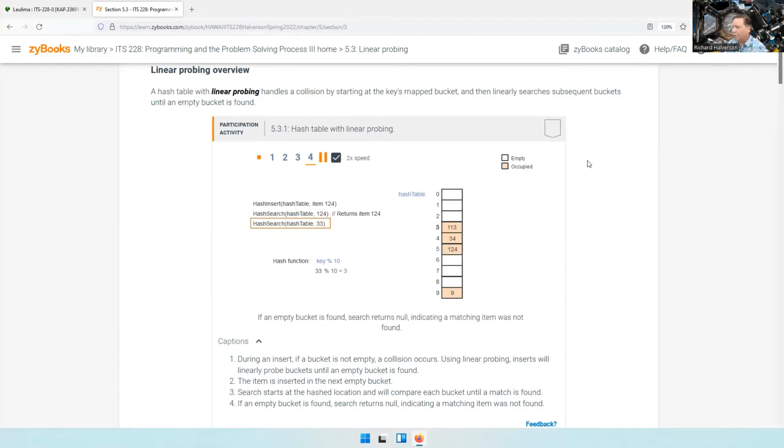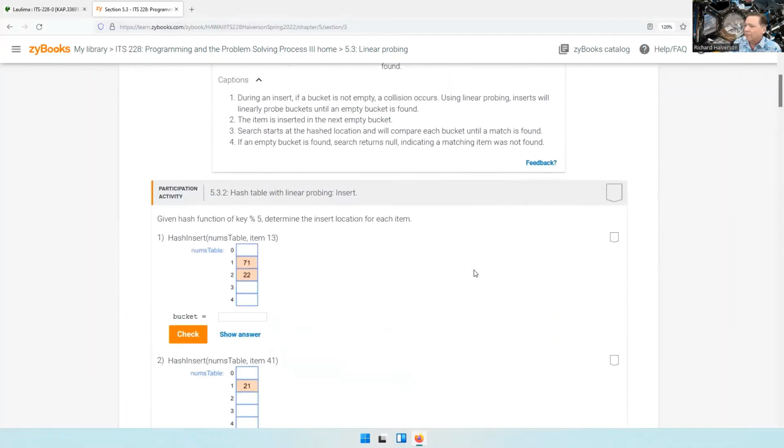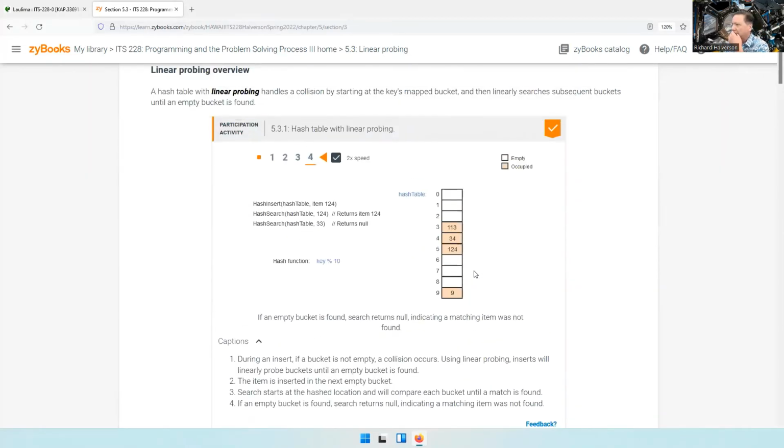And then we're going to search for 33. It's not that. It checks that. It's not that. It checks that. It's not that. It checks that, and that's empty. So it must not be there. So it's not there. All right. There's a caveat to this.